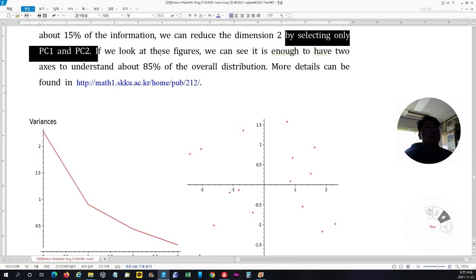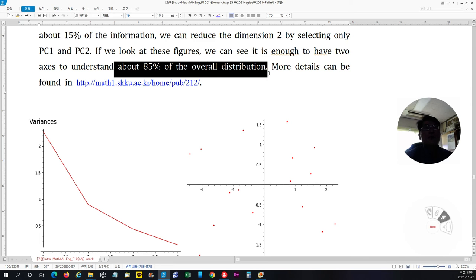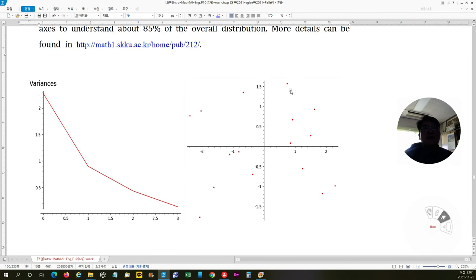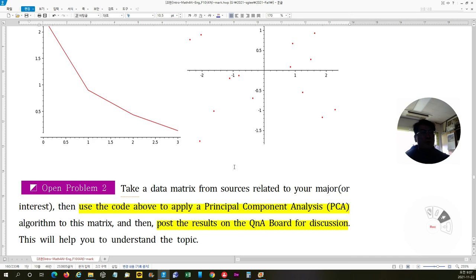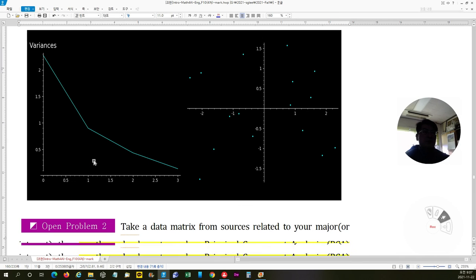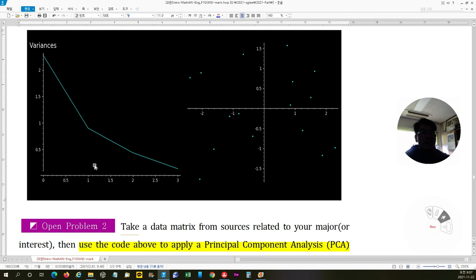If we look at these figures, we can see that PC1 and PC2 hold 85% of the information. So we can see it is enough to have two axes to understand about 85% of the overall distribution. So we can choose two principal components, or maybe three, from all four of them. I think that shows how the PCA can be done. You can use this code on your own data to do this analysis.